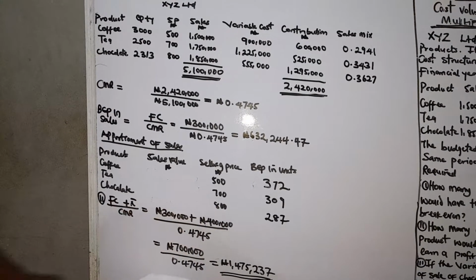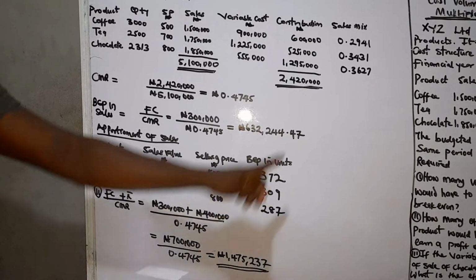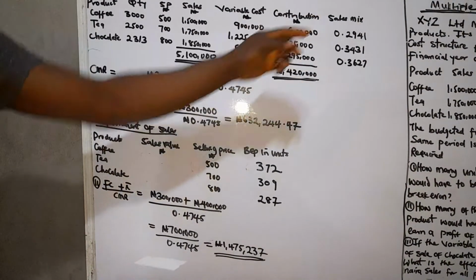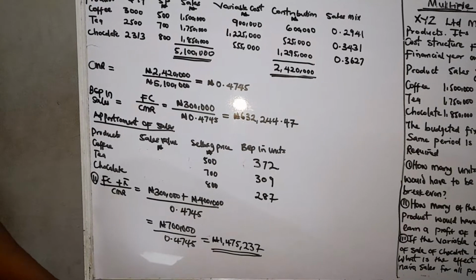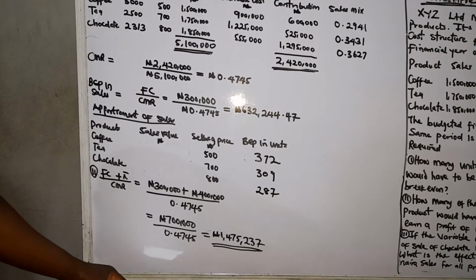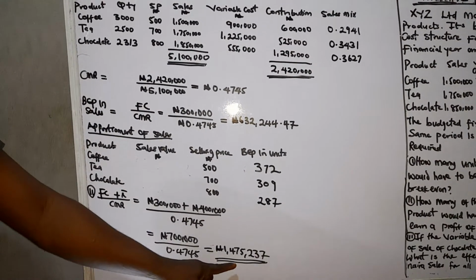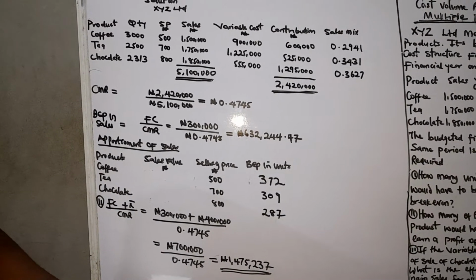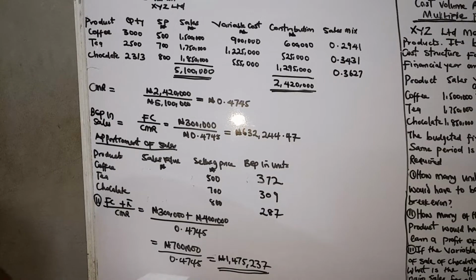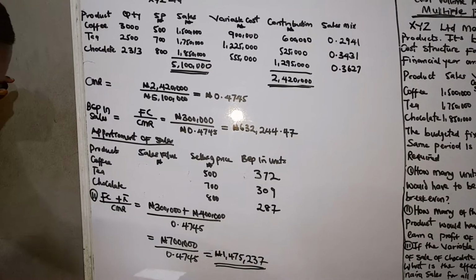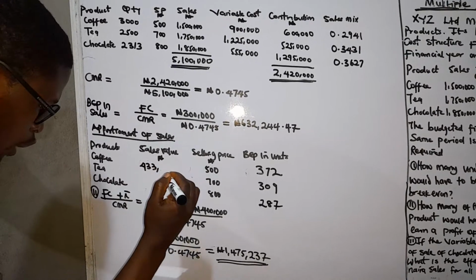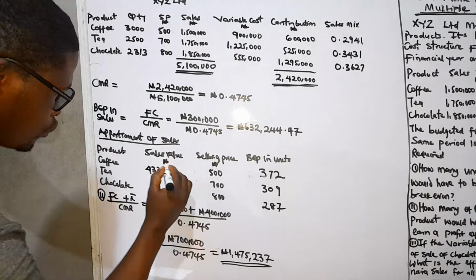So this is what I want to apportion. I will apportion this using the sales mix to the individual product. So for the first one, we have 0.2941 times this value now, 1,475,237. So this one we get 433,867.2.